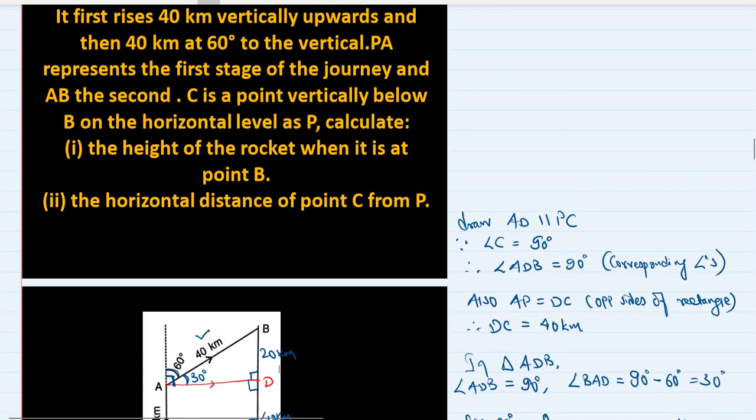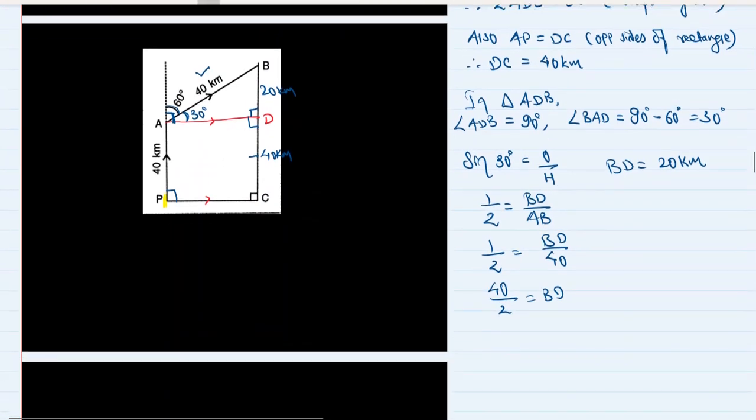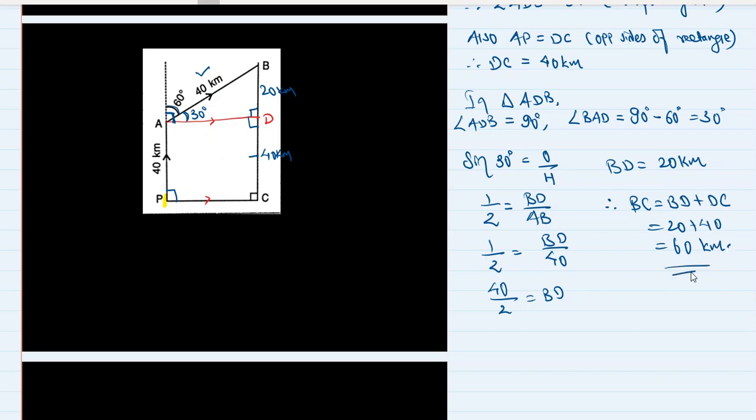BD we don't know. AB is 40. So 40 by 2 is equal to BD. So BD is equal to 20 kilometer. We just found our first answer, which is the height of the rocket when it is at point B. Therefore, BC is equal to BD plus DC. That is 20 plus 40, which is 60 kilometer. Height of the rocket when it is at point B is 60 kilometer.